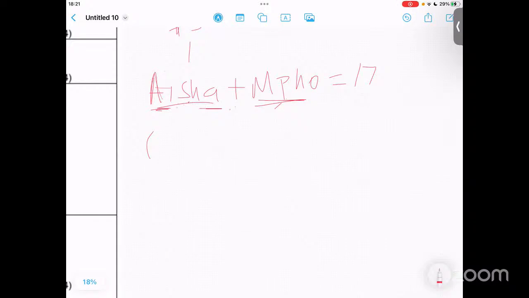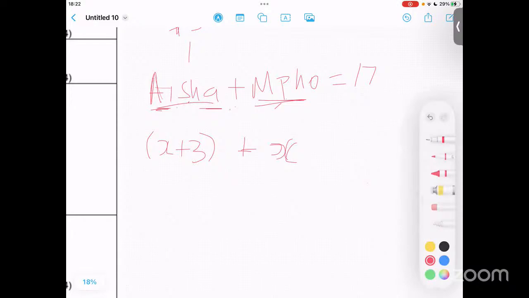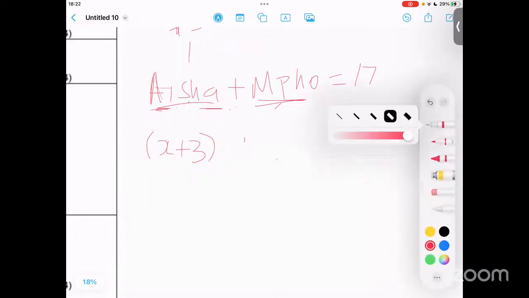So you're saying for Asia, we are letting Mpo's age be equal to X. So we're going to say X, and then for this one, it's going to be X plus 3. Is that what you're saying? Yeah, I'm asking, is that also right? Could you also do that? Okay, let's try and see if it works.